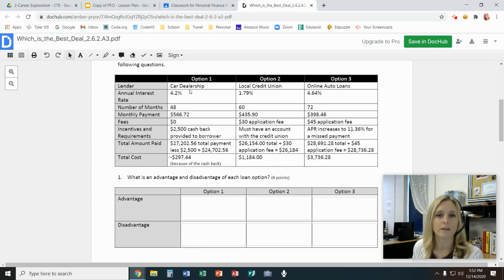Option one, lowest number of months for that loan, so the shortest loan, no fees. They've got that cash back incentive, so overall you're paying less for the vehicle than either of these other two options. Disadvantage, it does have the highest monthly payment.